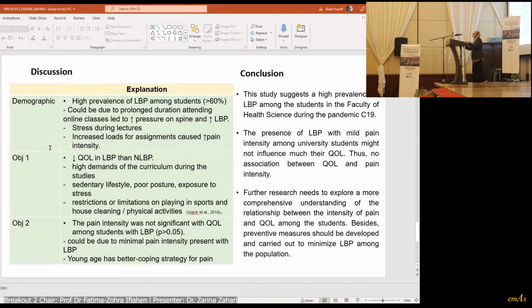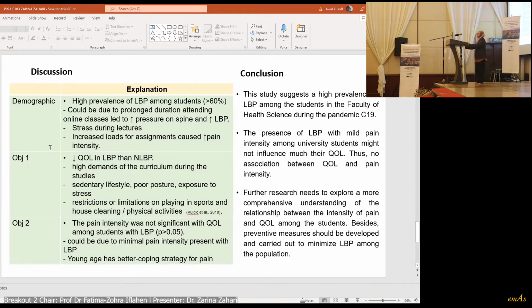For the discussion, we found a high prevalence of students with low back pain, more than 60%. This could be due to prolonged duration attending online classes, which led to increased pressure on the spine and increased low back pain, and also stress during lectures and increased loads of assignments caused increased pain intensity as well.